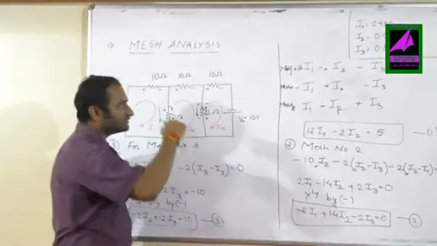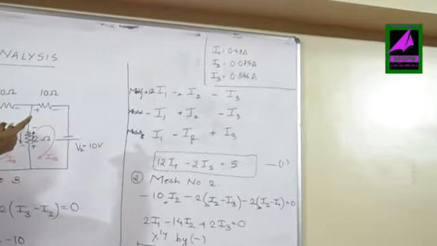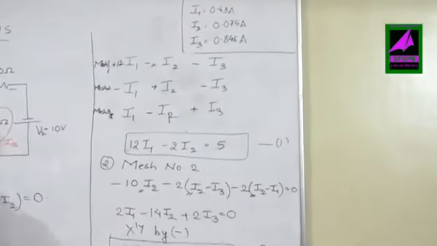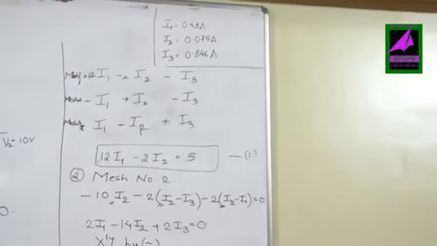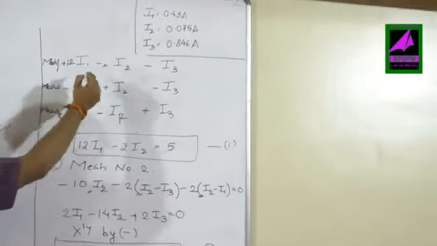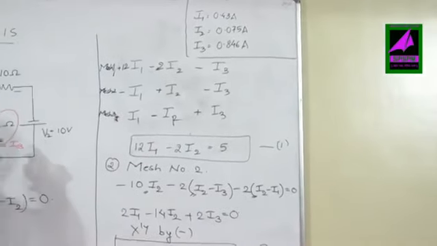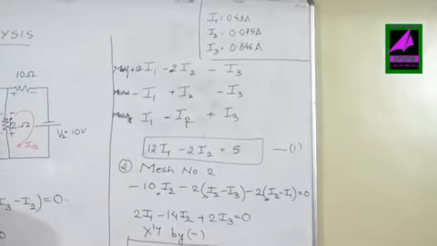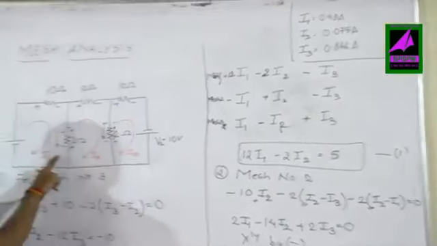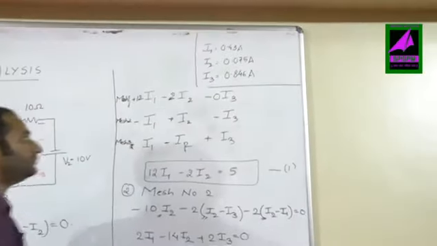Plus 12. Second, I am writing for current I2 which flows in mesh number 1. Current I2 flows in mesh number 1 only through this 2 ohm resistor. So simply the coefficient of I2 becomes 2. Then I am trying to write for current I3 in mesh number 1. I3 does not flow in mesh number 1, so the coefficient simply becomes 0.